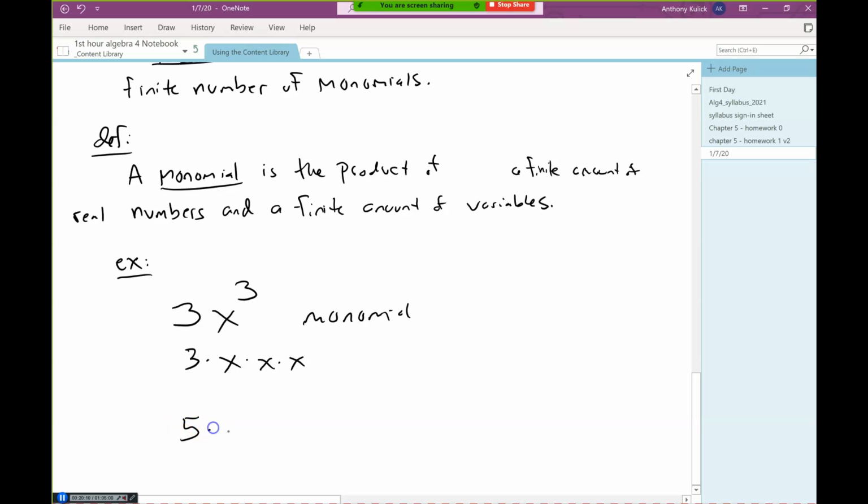However, something like 5 times x to the 1/2 is not a monomial. Because how would I rewrite that as a product of a real number and some variables? The 1/2 exponent is kind of getting in the way, right? So certainly the exponent on our variable needs to be a whole number. Everybody agree with that? Okay.